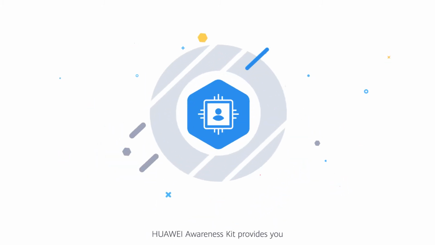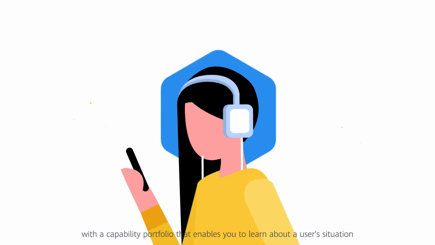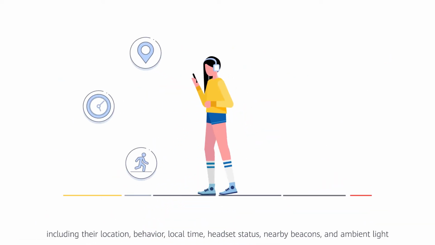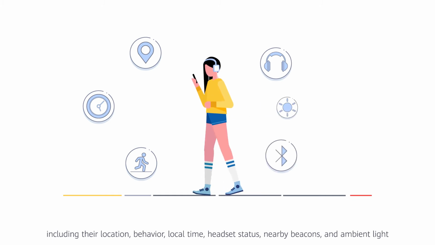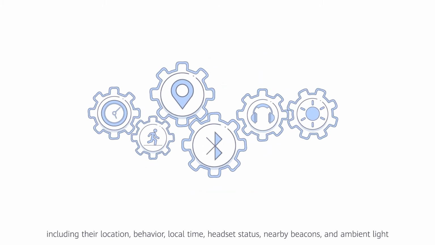HUAWEI Awareness Kit provides you with a capability portfolio that enables you to learn about a user's situation, including their location, behavior, local time, headset status, nearby beacons, and ambient light.